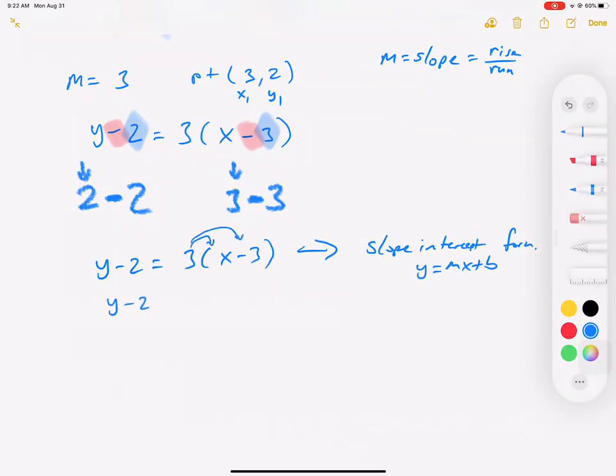y minus 2 is equal to 3 times x is 3x, 3 times 3 is 9. Here's a hint. To get something into slope intercept form, you have to make sure y is by itself. Is y by itself yet? Nope, we've got one more move. Let's get rid of the 2. The opposite of minus 2 is a plus 2. y is equal to 3x minus 7.